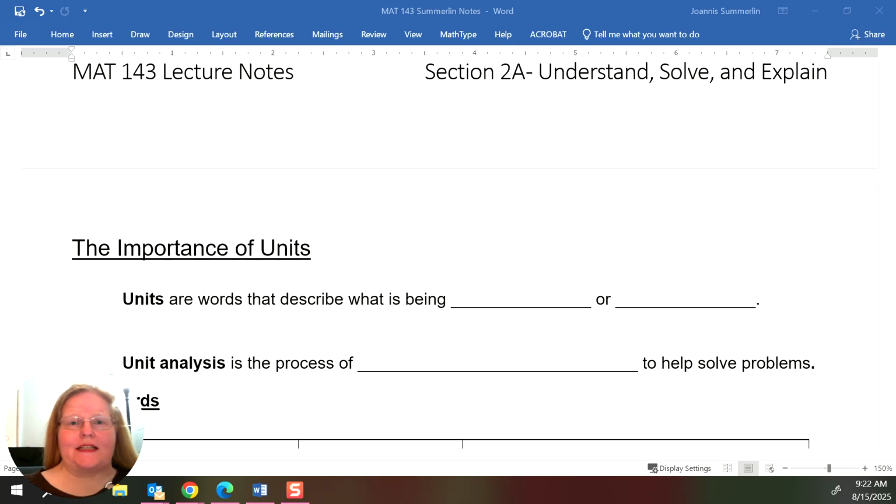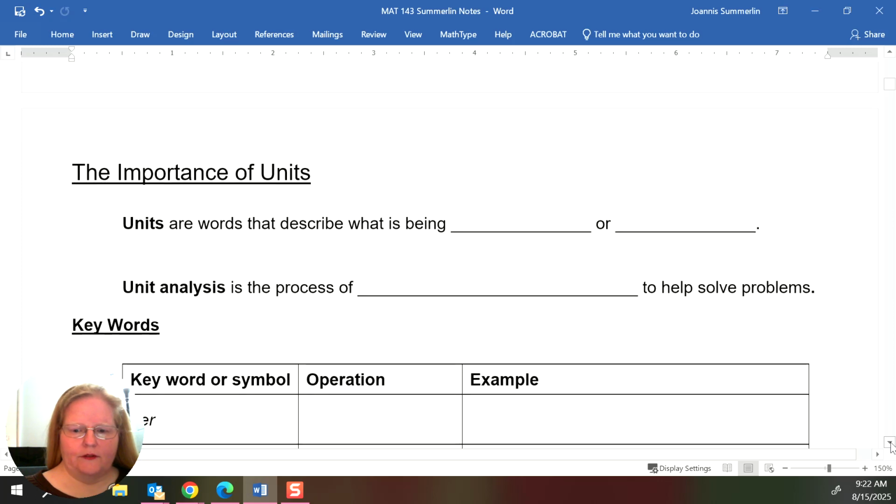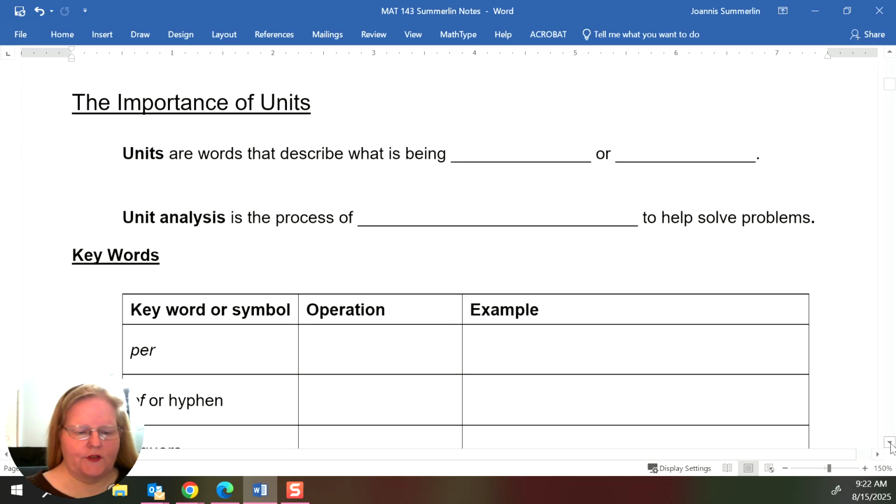So now we're starting section 2A. I hope you've already worked on your homework just a little bit from section 1E, and I hope you've already done the extra credit that was available in section 1E. 2A is the understanding, solve, and explain. So we have some fill-in notes, and it's also the start of the real math, the actual calculations of things.